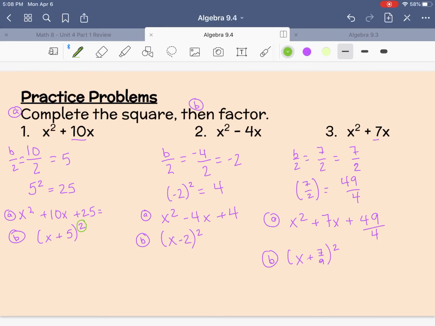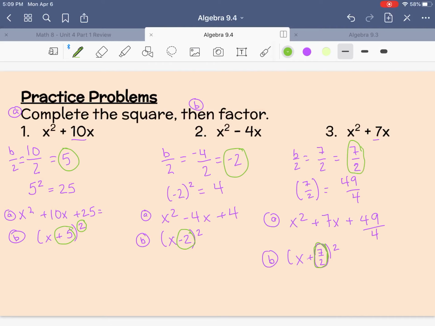If you haven't noticed yet, you're getting your factor. Okay, so x plus 5, the 5 is coming from there. X minus 2, the -2 is coming from there. X plus 7/9, it should be 7/2. Why did nobody correct me? Hello? Bam. Okay, so there we go. That 7/2 is coming from right there. See, always pays to go over your work.